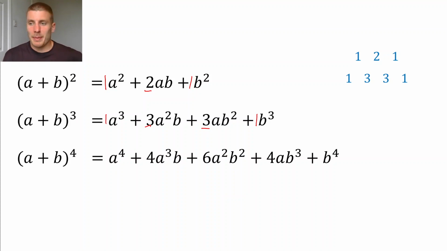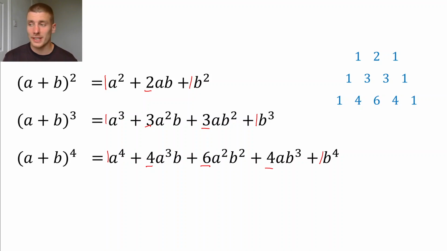And then finally, for a plus b to the power of 4, we've got 1a to the 4 plus 4a cubed b plus 6a squared b squared plus 4ab cubed plus 1b to the 4. And again, let's write these coefficients over here. Now, what you can see here is the beginning of something very, very important in mathematics called Pascal's triangle, which you'll see fully in a second.